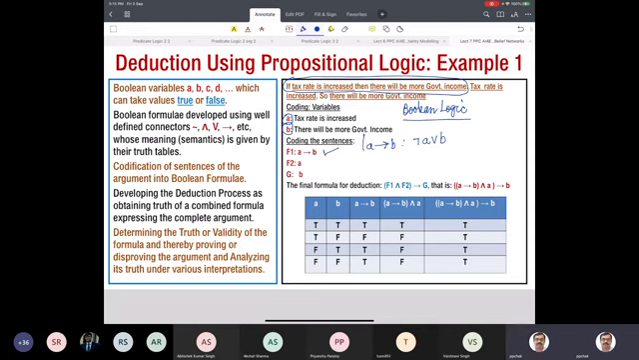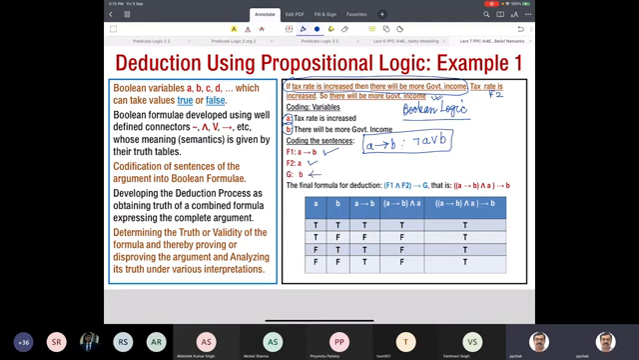A implies B is the same as not A or B. A implies B says if A is true, then B is true. If A is false, I don't know what to say. The second statement, which is F2, says tax rate is increased. And my conclusion is there will be more government income.